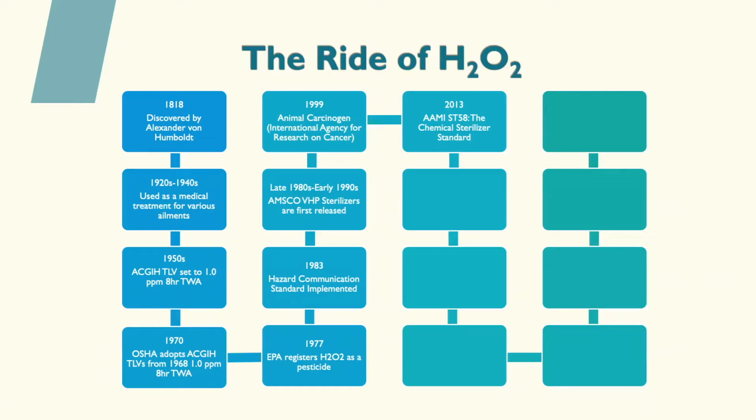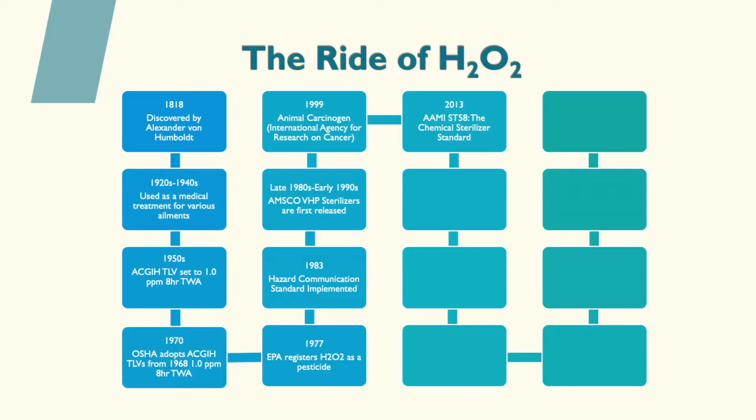In the late 1980s and early 90s, we have our first hydrogen peroxide sterilizer start to hit the market. In 1999, the IARC describes hydrogen peroxide as an animal carcinogen. And then in 2013, AAMI releases chemical sterilizer standards, which is basically a general safe use and proper use of sterilization in hospitals. Again, not specific to hydrogen peroxide, but hydrogen peroxide would be included.